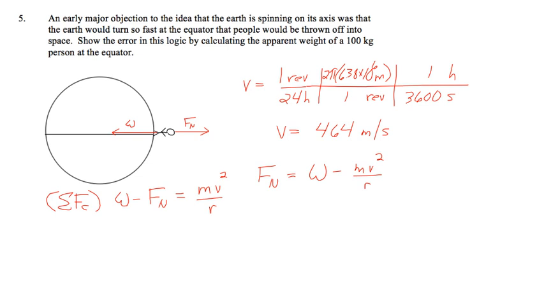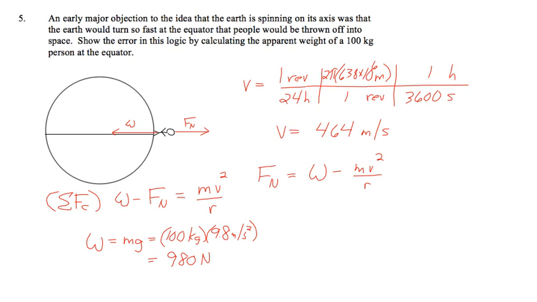So somewhere over here, you should probably calculate W. W is mg. So it's going to be 100 kilograms times 9.8 meters per second squared. So that's going to equal 980 newtons. So now I have all the numbers that I need to calculate the apparent weight.